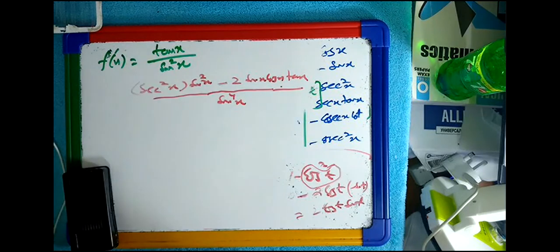Okay, so let me check. Sec squared x times sine x, and the derivative of tan x is sec squared x, minus 2 sine x cos x, and tan x remains the same. Perfect, correct, you have done it. That's what I wanted. This time you have done it correctly.